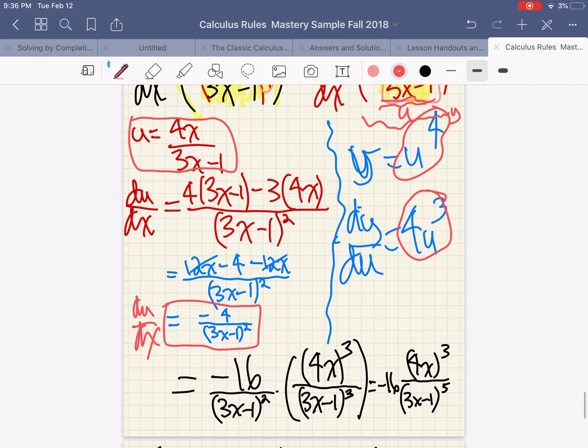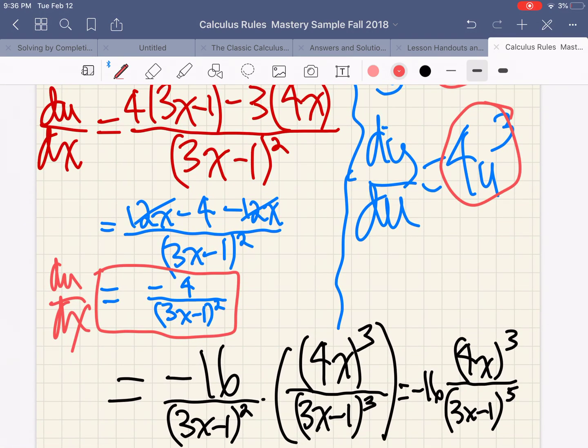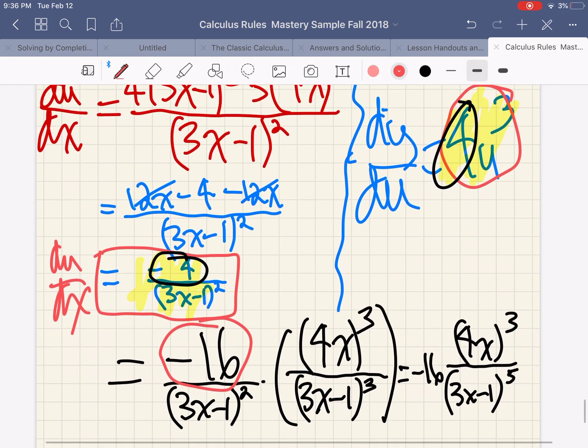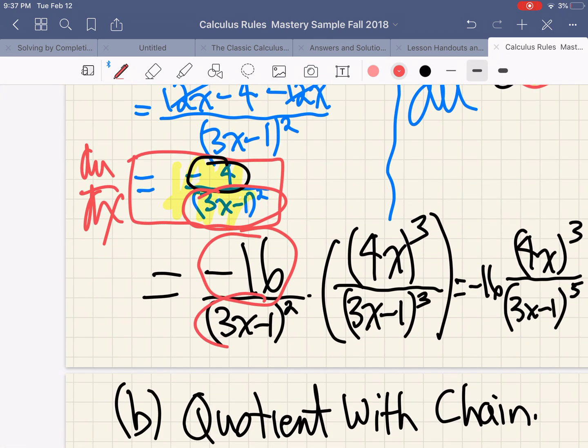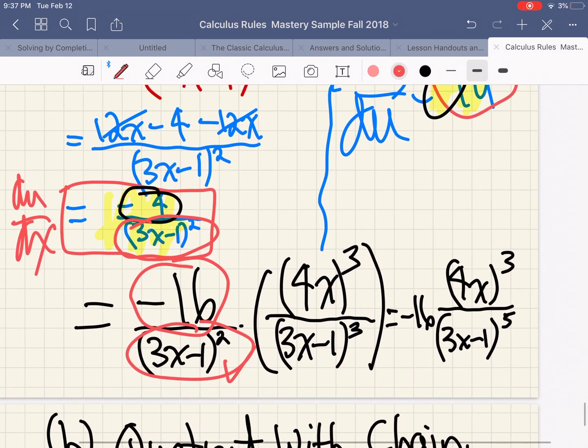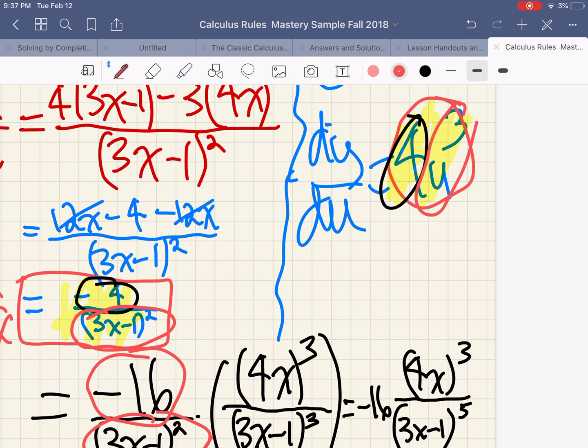Finally, what I want to do is multiply those together: du by dx multiplied by dy by du. The first thing we always do is multiply coefficients. There's a negative 4 and there's a 4. Multiply both of those, and that gives us negative 16. Then on the bottom I have 3x minus 1 squared, so I put that below the negative 16. Finally, I've got u cubed.